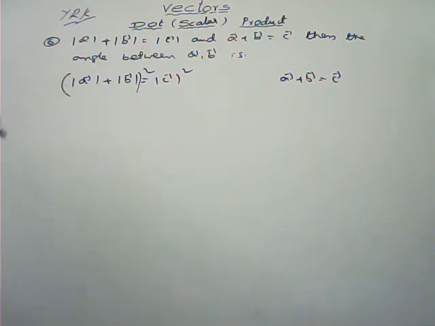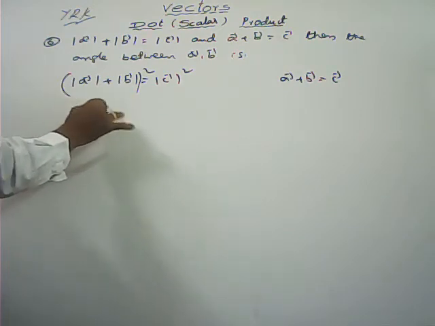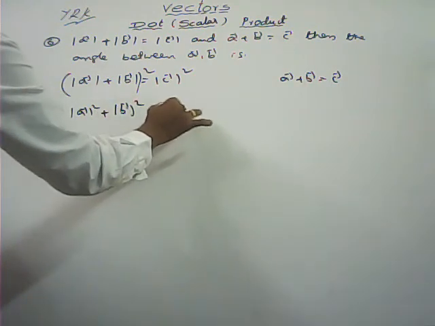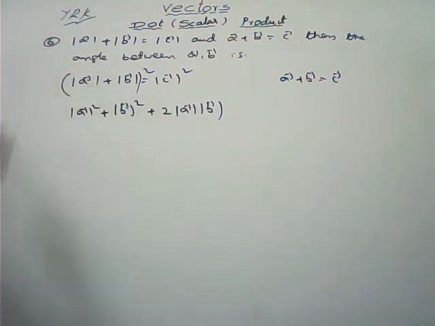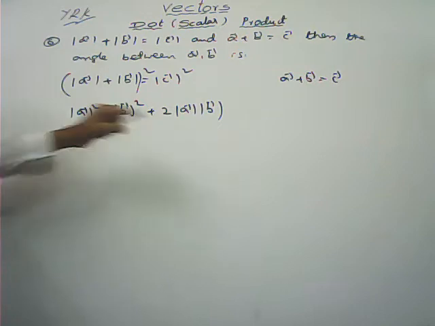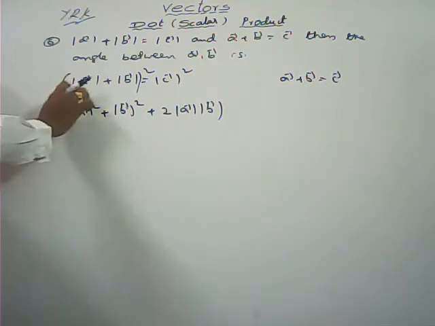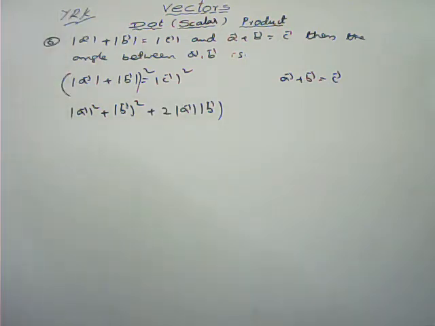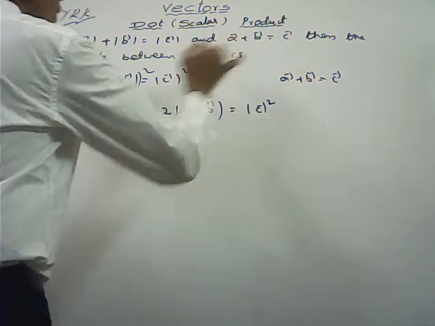So, by using A plus B whole square, how to do that one? Modulus of A bar square plus modulus of B bar square plus 2 into modulus of A bar into modulus of B bar, 2AB only. These two are the scalars. So, here don't write only A bar plus B bar whole square, then only we can write 2 into A bar dot B bar. But here these two are not the vectors, these two are the scalars. So, here we can get a scalar 2 into modulus of A bar into modulus of B bar. That is equal to modulus of C bar square.